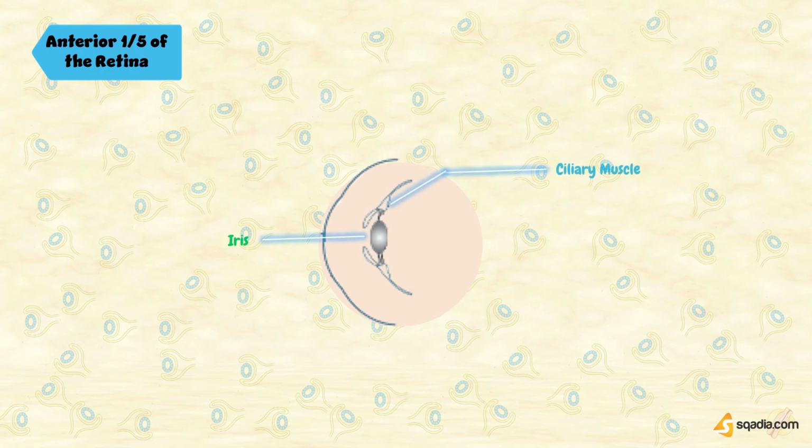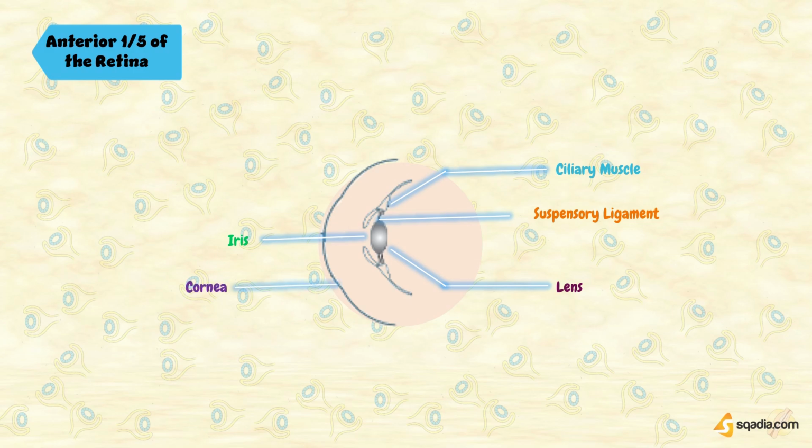The anterior 1/5 of the inner layer remains 1 cell thick. It becomes parts of the iris and ciliary muscle. This ciliary muscle is internally connected to the lens by the suspensory ligament, while this is the cornea.